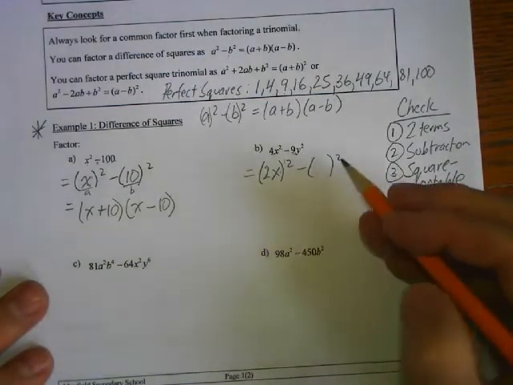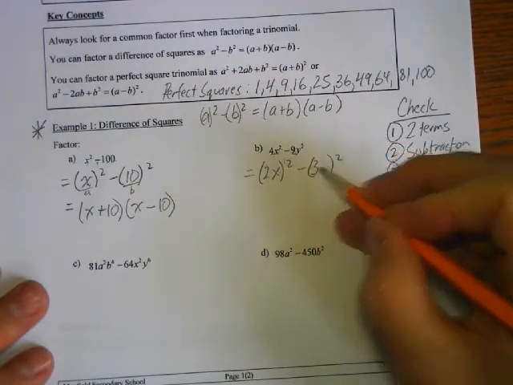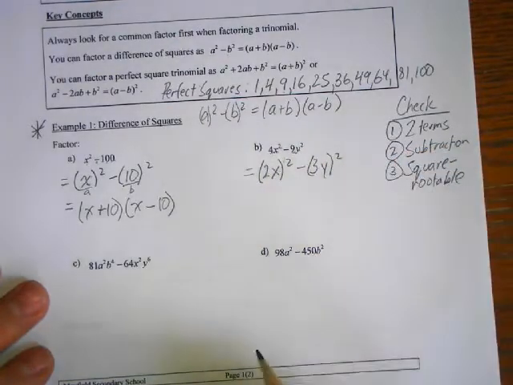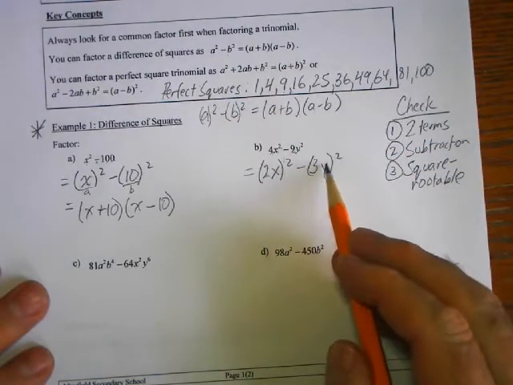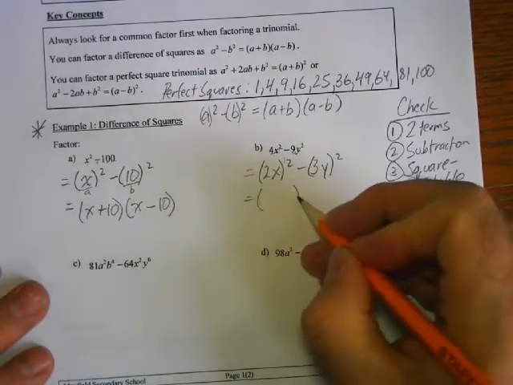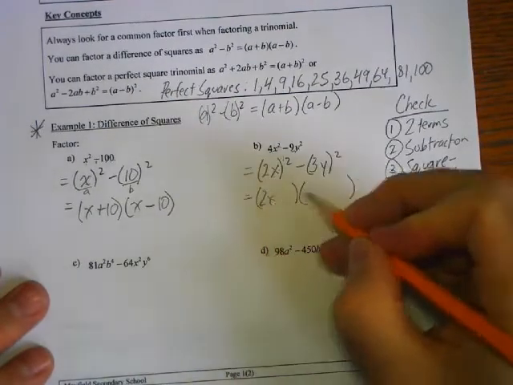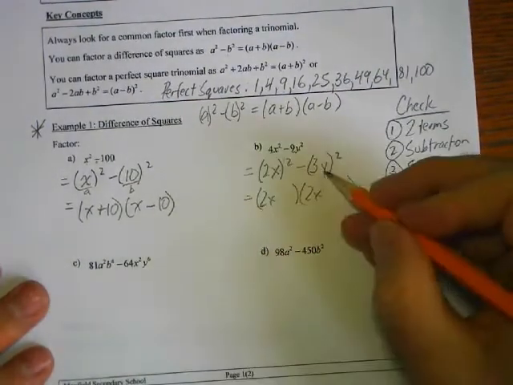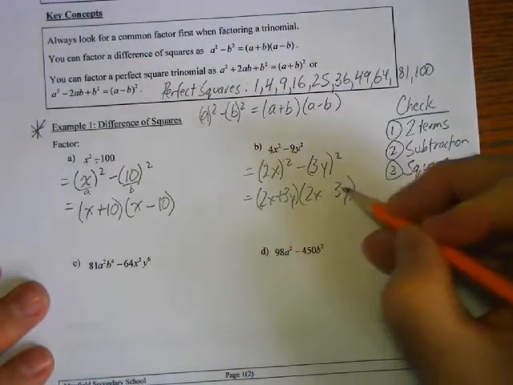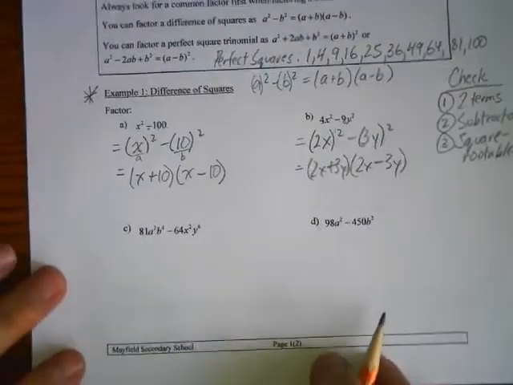And then the second part, what do I have to square to get 9? Well, that would be a 3. What do I have to square to get a y squared? That would be just y. Check again, 3y times 3y is 9y squared, we're good. Okay, and then when I write my factors, first term of each factor is 2x. Second term of each factor is 3y. And a plus or minus. Order doesn't matter.